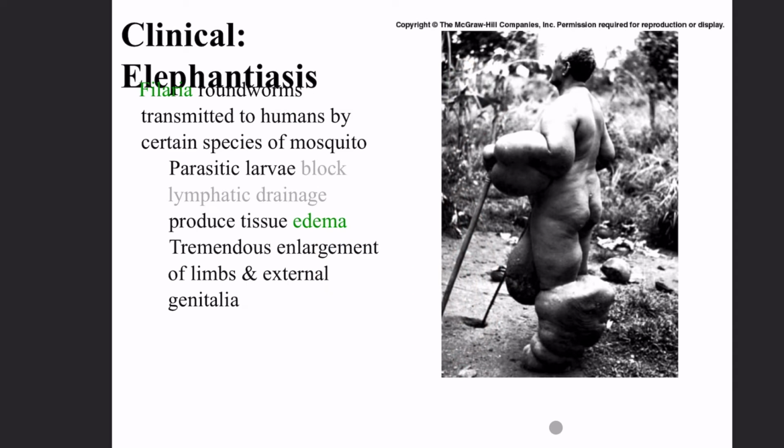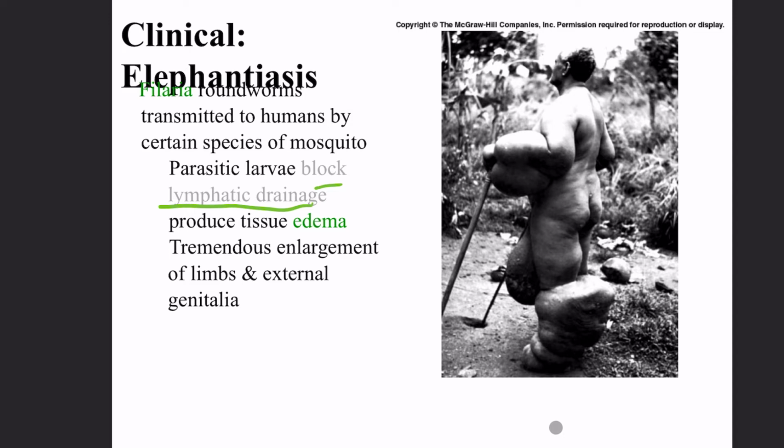So we just said, though, how obstruction of lymphatic drainage can cause tissue edema. And this is a good clinical example of this. This is called elephantiasis, and it's caused by a worm infection, filaria worm infection. What it does is it blocks lymphatic drainage. So the larvae of these worms block lymphatic drainage, and that is going to block off the capacity that your lymphatic vessels have to remove that interstitial fluid.